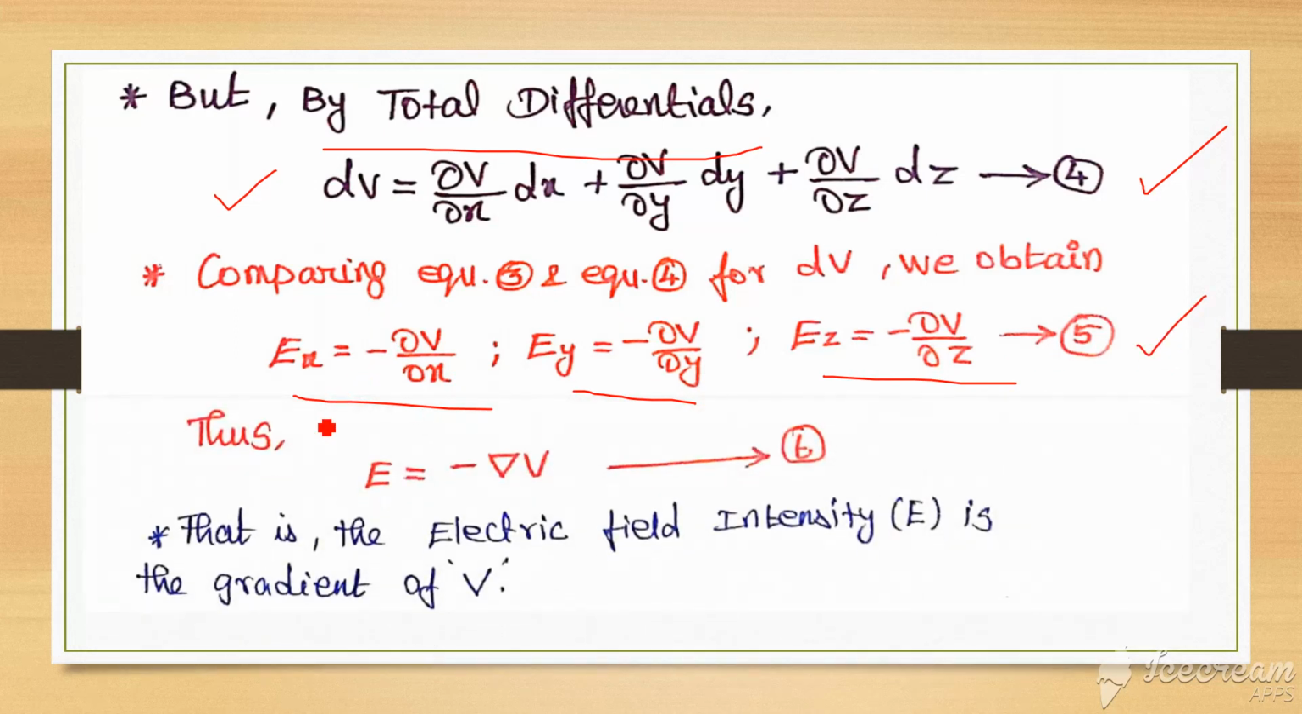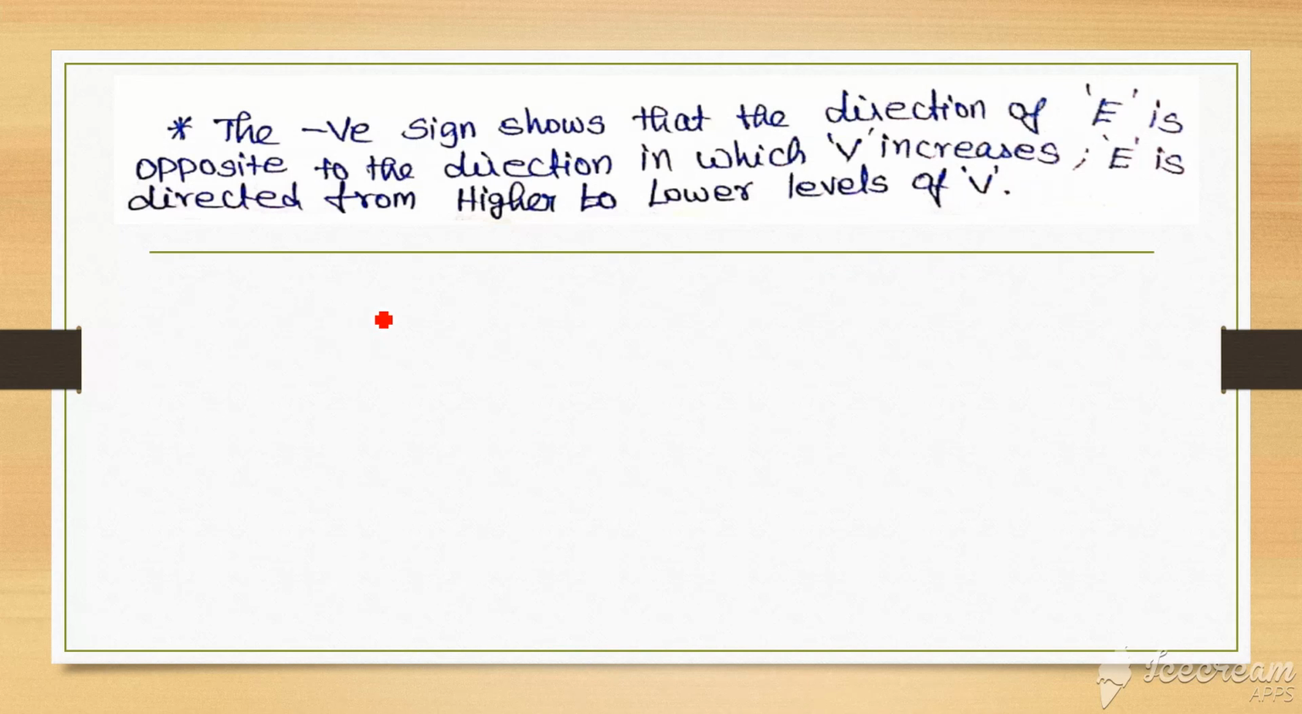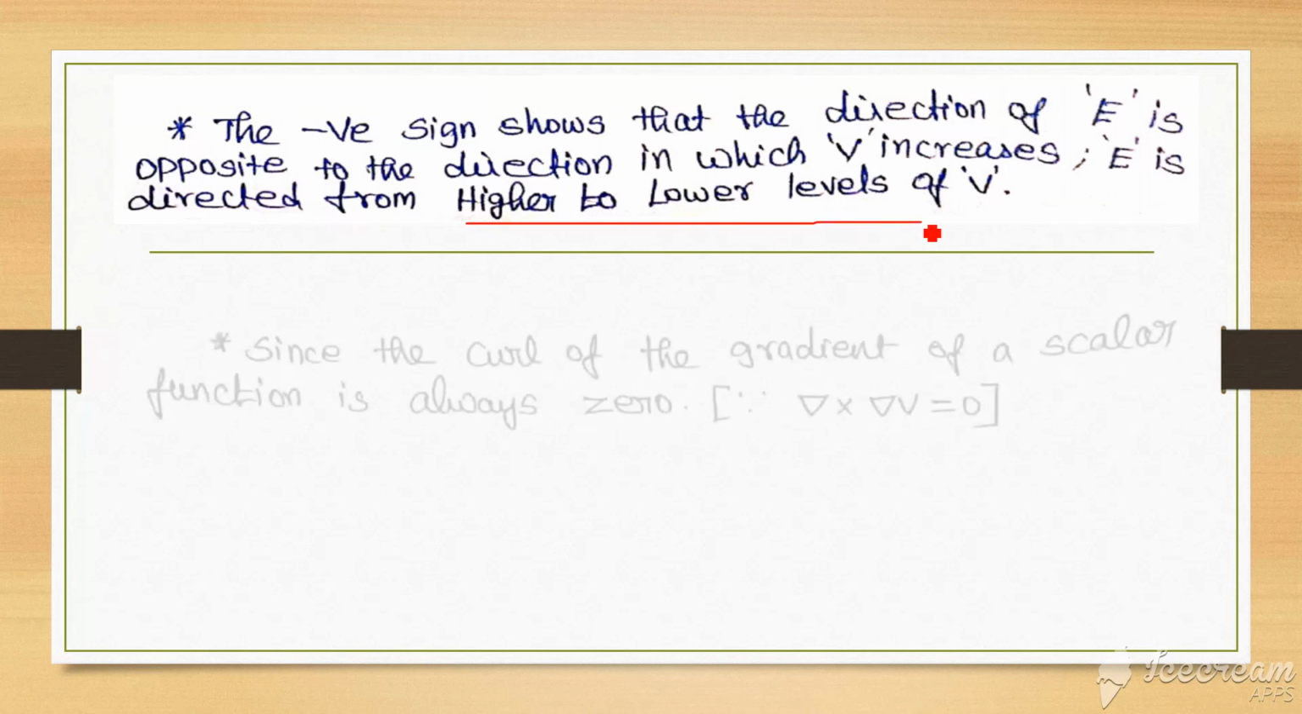From equation number 5, we can write E is equal to minus del V. This is the relationship between electric field intensity and potential. It gives equation number 6, that is, the electric field intensity is the gradient of V. The negative sign shows the direction of E is opposite to the direction in which V increases, or E is directed from higher to lower level of V.